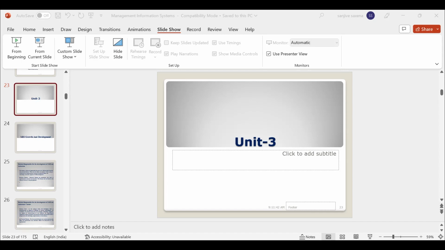Now we move on to Unit 3, which is concerned with how MIS has come up as part of the strategic advantage of the company. So MIS growth and development, that means from how it was conceived to how it is going to play a major role. We will be discussing all those things in this unit.